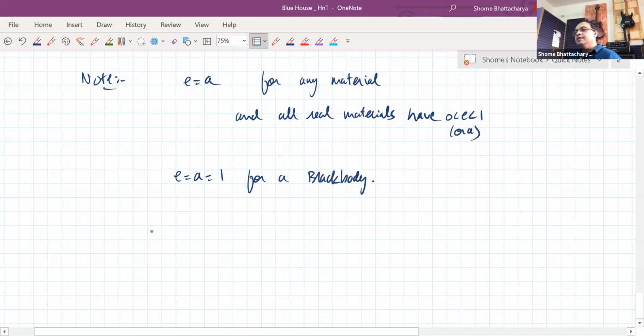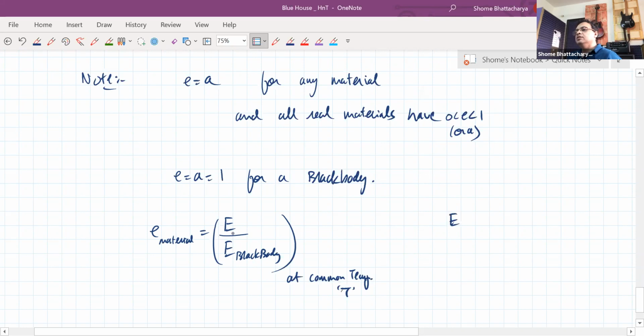So a way to understand emissivity for any material is equal to the emissive power of that material divided by the emissive power of a black body at a common temperature. Because emissive power of the material will be equal to E sigma T raised to the power 4, where E is less than 1, whereas emissive power of a black body will be equal to sigma T raised to the power 4, because E is equal to 1 for a black body.